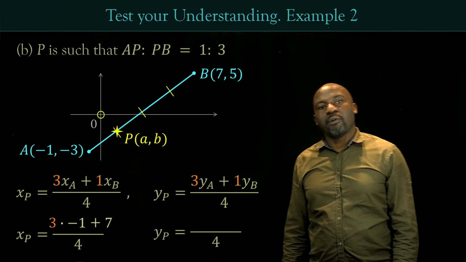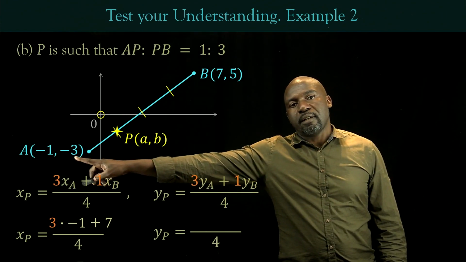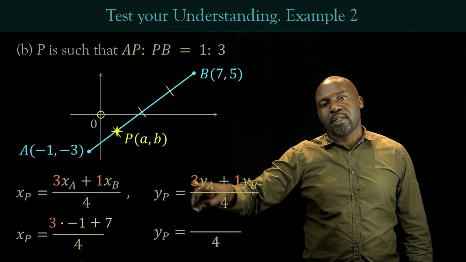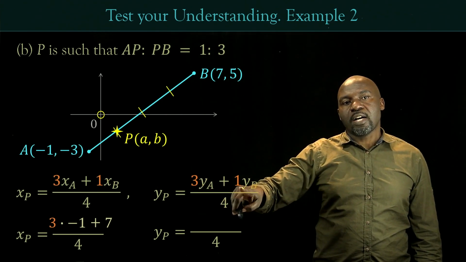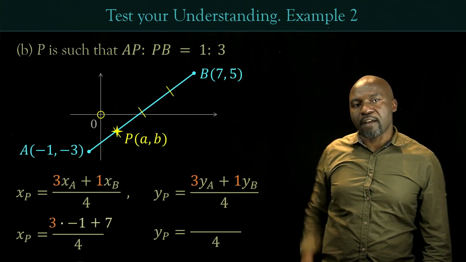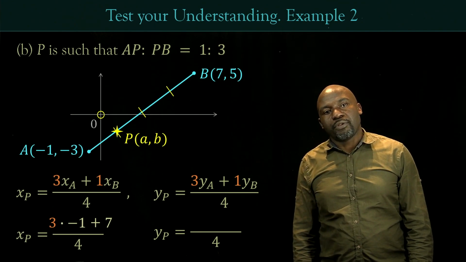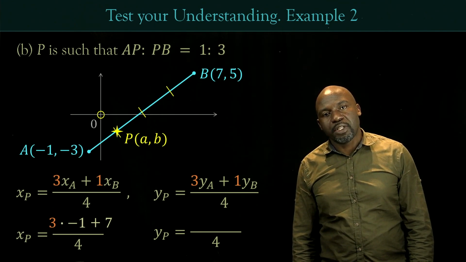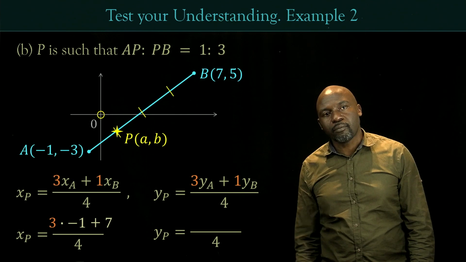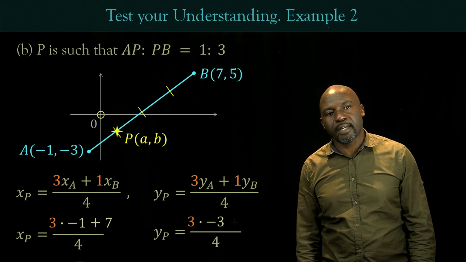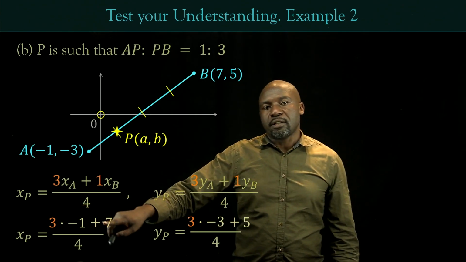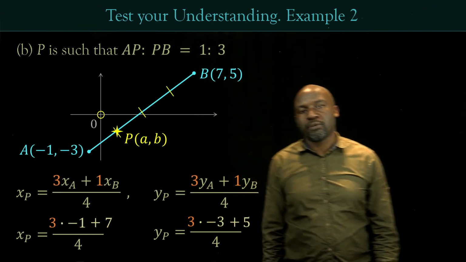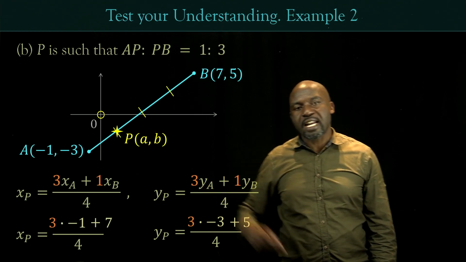And on the other side, we will have -3. So 3 times the y value there, which is -3, plus 1 times the y value here, which is 5. So it's going to be 3 times -3, which is -9, plus 1 times 5, which is just 5. And so that is 7 minus 3, which is 4. 4 divided by 4 is 1.